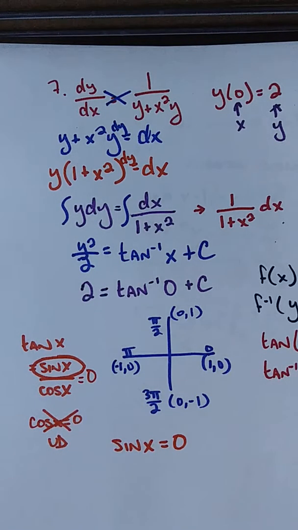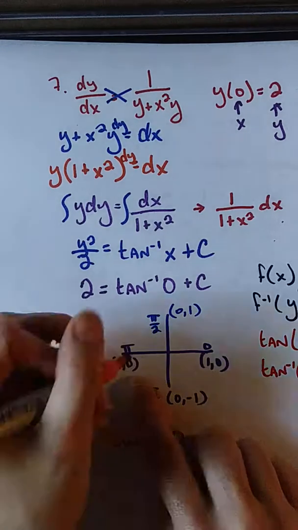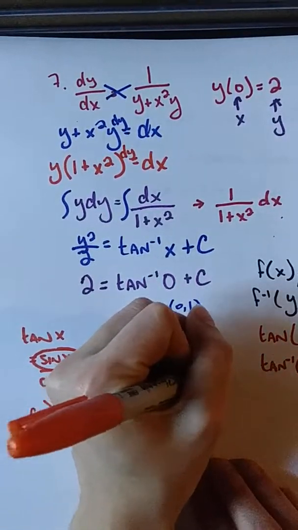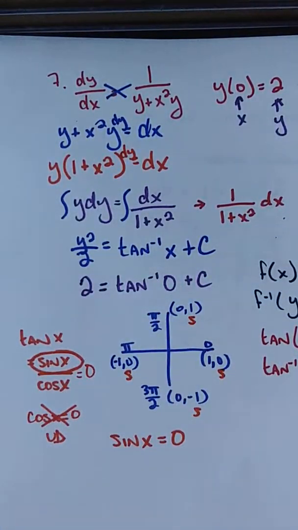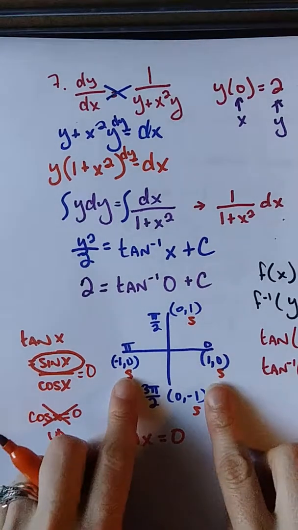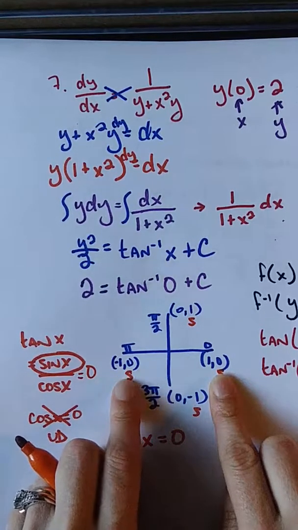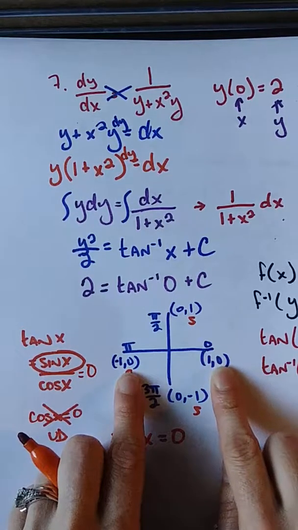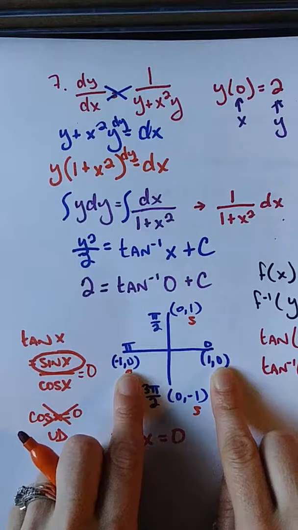And remember, sine comes from my y value. So this is sine here, here, here, and here. So I want to find the places where my sine gives me 0. And that happens right here on the x-axis. The sine of pi is 0. The sine of 0 is 0. And this technically keeps going forever.